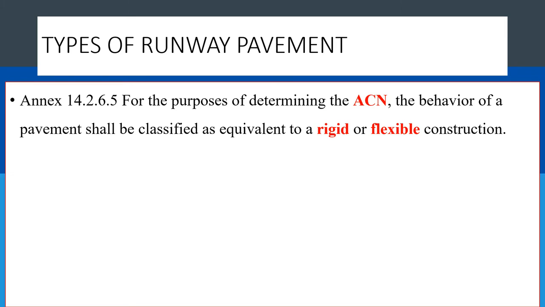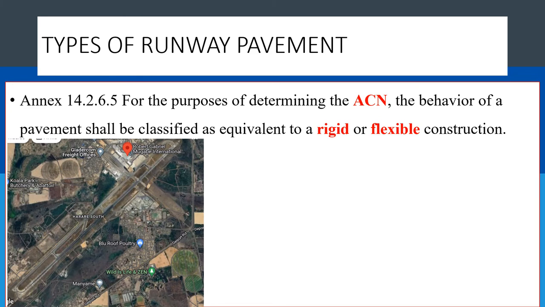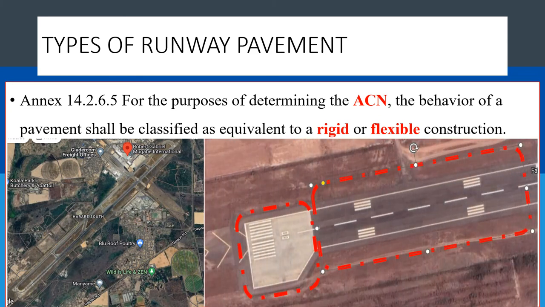So the next question then is, what pavement types do runways have? And this is not determined by Annex 14. It is a local determination by the airport operator. Annex 14 only mentions that for the purposes of determining the aircraft classification number, the behavior of a pavement shall be classified as equivalent to a rigid or flexible construction. So the behavior of the pavement upon which an aircraft will land or take off is either considered to be rigid or flexible.